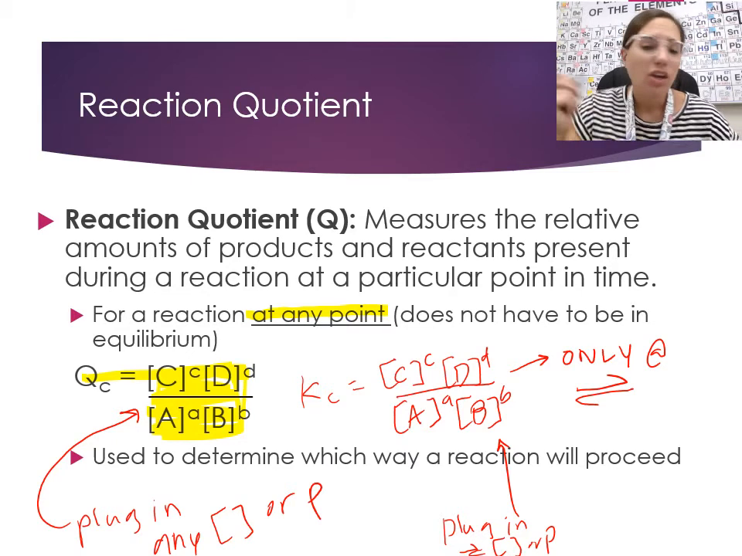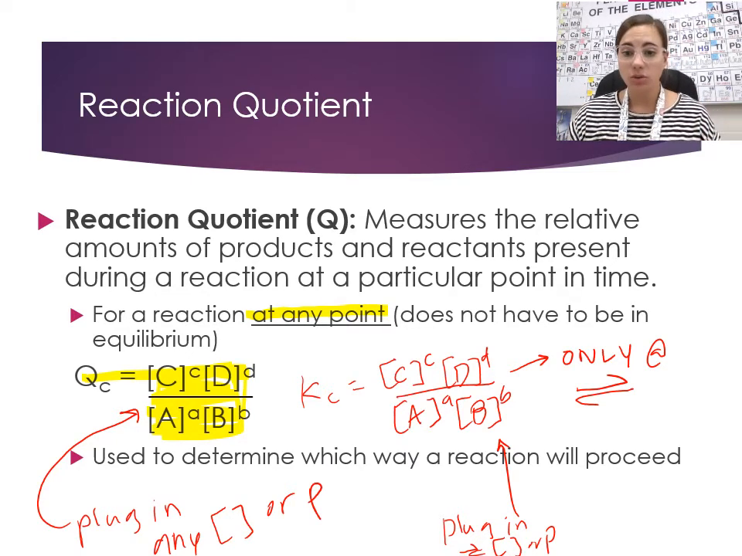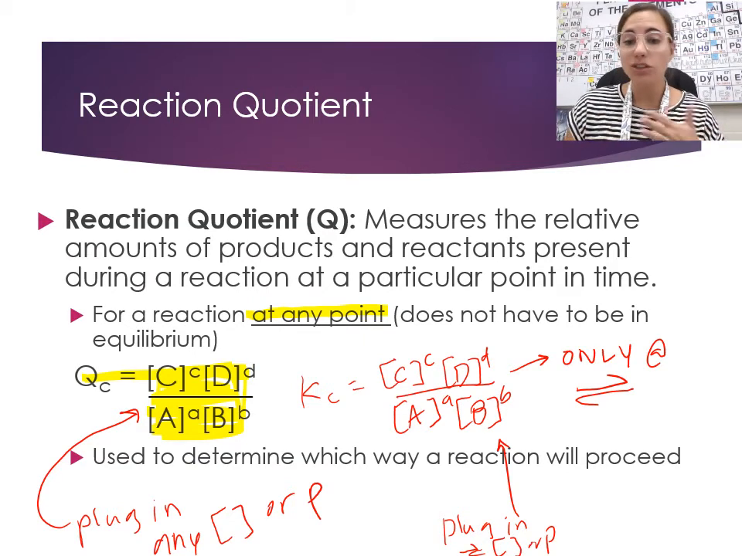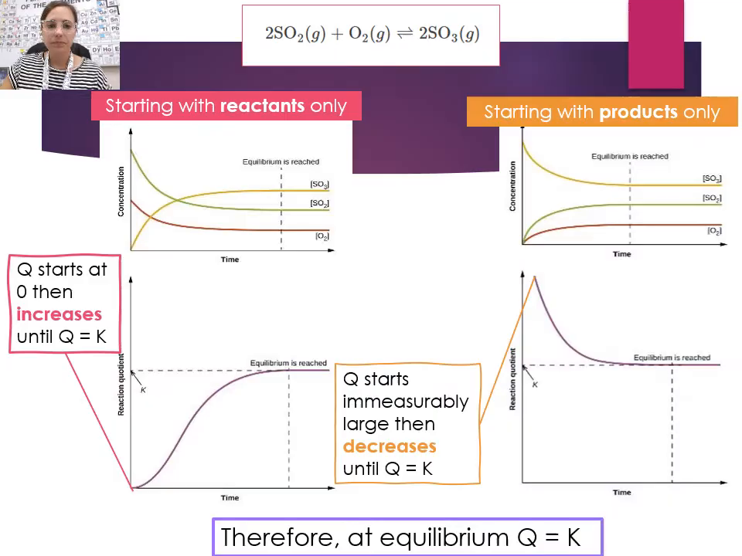That's the difference, okay? So what's the point in Q? Well, we use Q to determine which way our reaction needs to proceed, left or right, in order to reach equilibrium. So Q kind of tells us how far away from equilibrium we are. Okay, so we're going to start with this example. Up here, I have the equation 2 sulfur dioxides plus oxygen is in equilibrium with 2 sulfur trioxides. So sulfur dioxide and oxygen are my reactants, and sulfur trioxide is my product, okay?